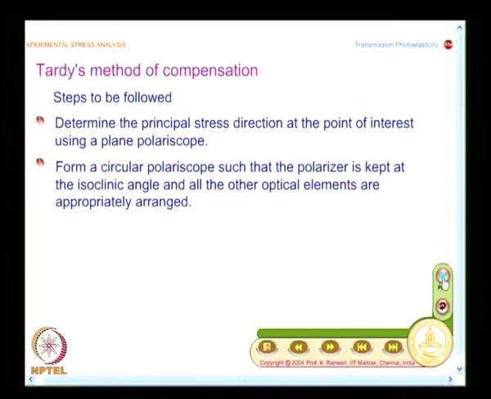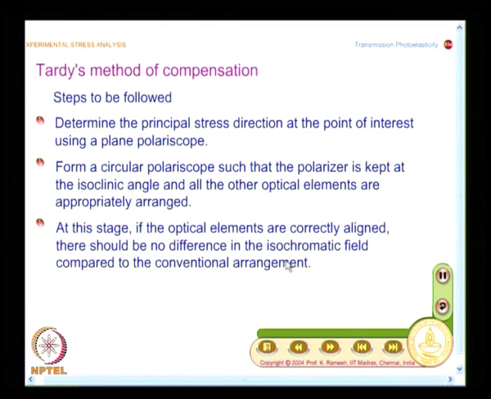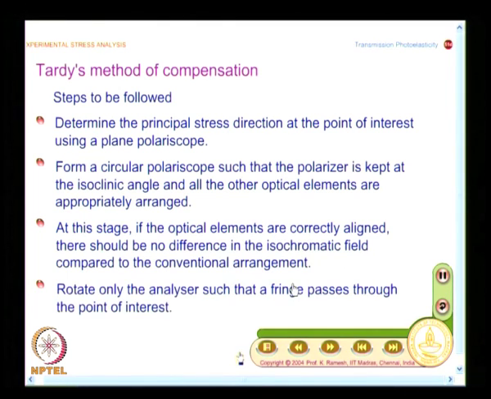Then the next step is you simply rotate the analyzer. Rotate only the analyzer such that a fringe passes through the point of interest. And what I have said is summarized: if the optical elements are correctly aligned, there should be no difference in the isochromatic field compared to the conventional arrangement.